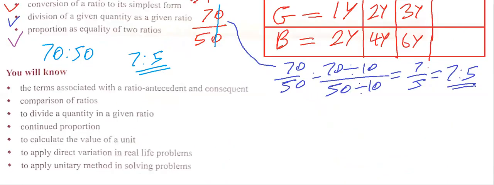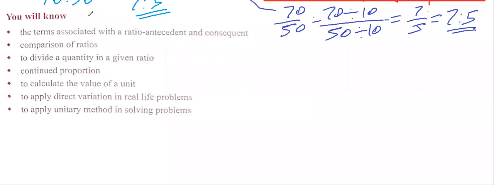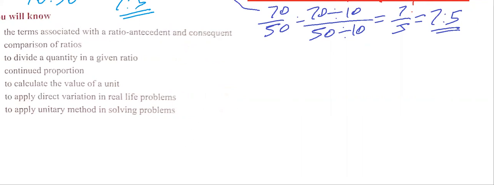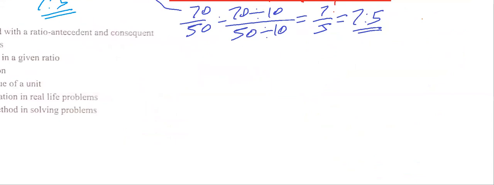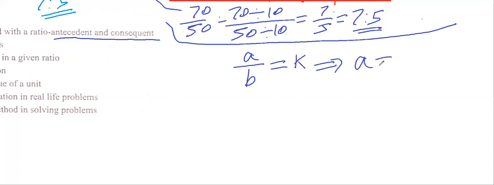Okay, now the next point we are going to study in 7th standard. You will know the terms associated with the ratio, antecedent and consequent. So I am going to explain two important terms. One is called antecedent, second is called consequent. Let me explain this part. For example, say you have A divided by B is equal to some constant K. This I can write as A is equal to KB.